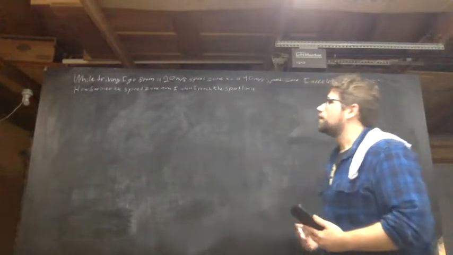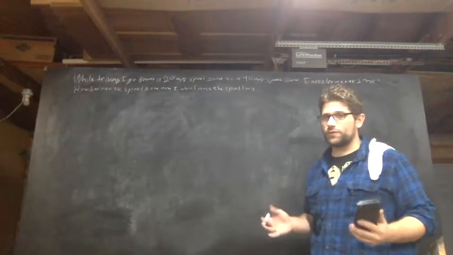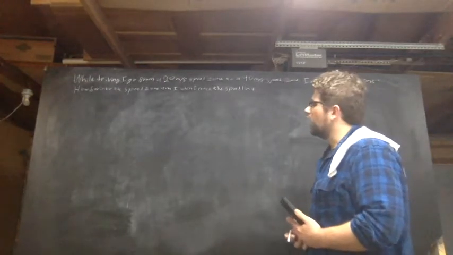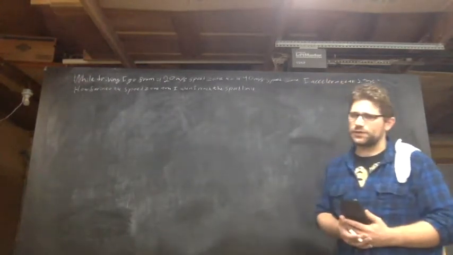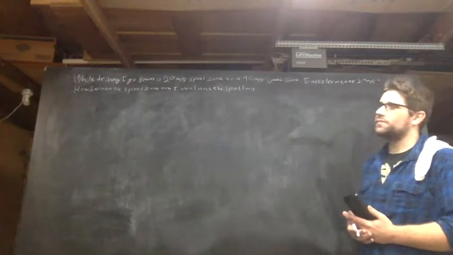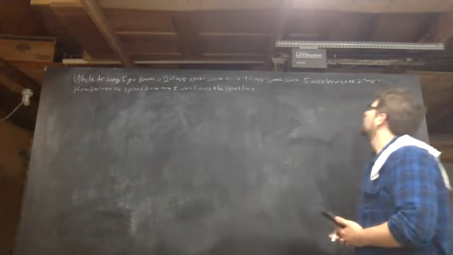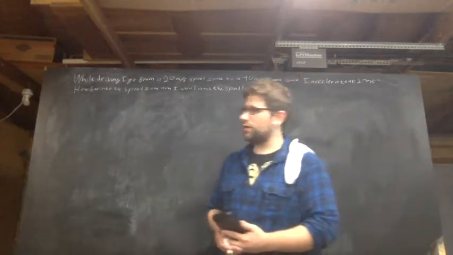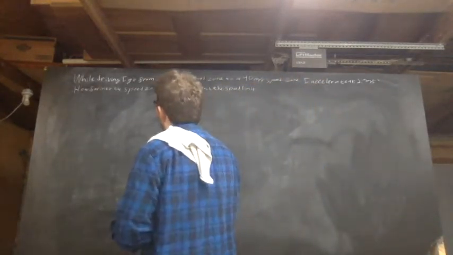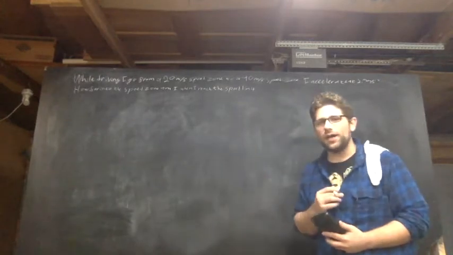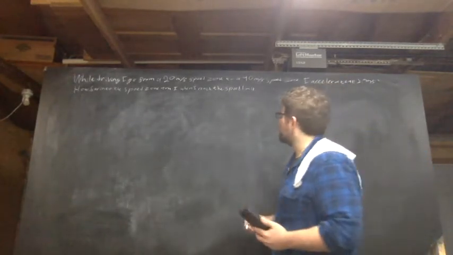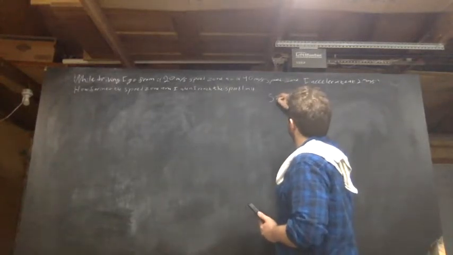Okay, our next problem, the first of our two-part section, is: while driving, I go from a 20 meters per second speed zone to a 40 meters per second speed zone. I accelerate at 2.5 meters per second squared. What I want you to tell me is how far into the speed zone am I when I reach the speed limit? So let's set up our equations as always.